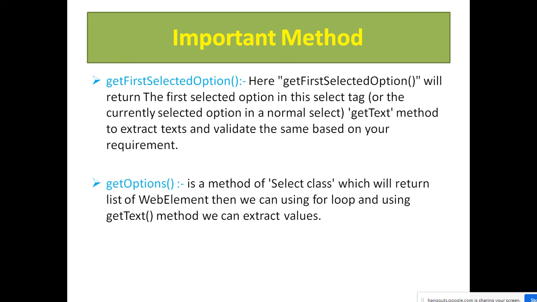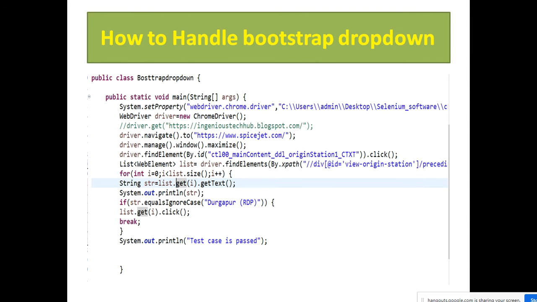By using this, we can capture these elements also. Simply remember this point: the getOptions method returns a list of web elements. Now, how to handle bootstrap drop downs? I already discussed this in an example. Bootstrap means there is no select tag, so in this scenario we cannot use the Select class because it won't work. The Select class works only where the select tag is there.